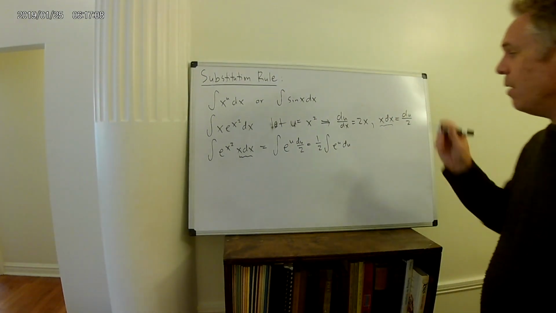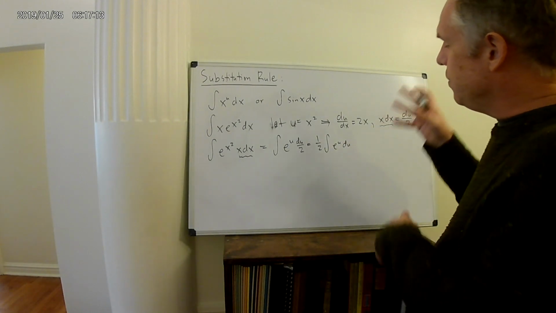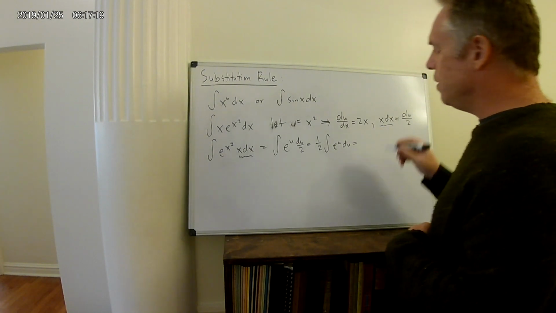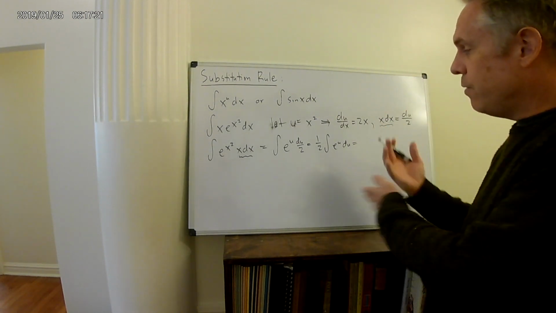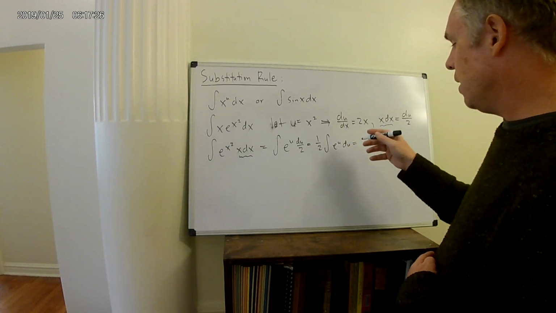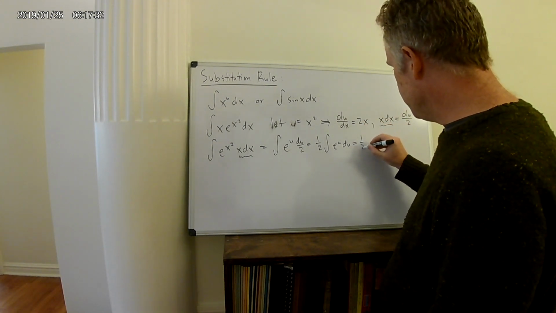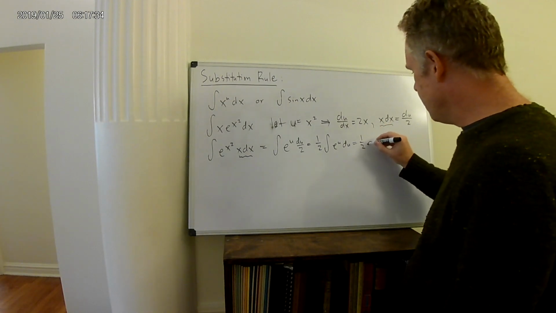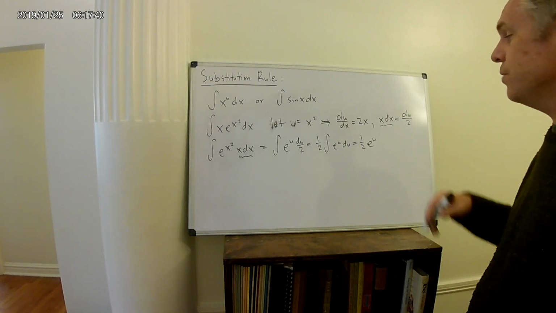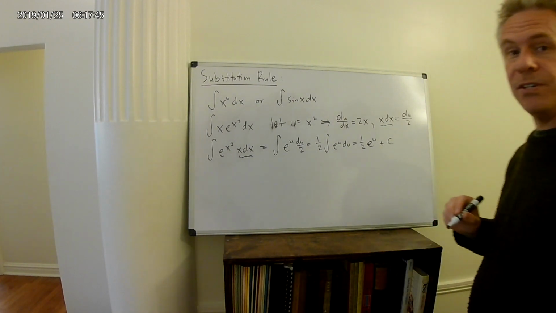Now the good news is I've taken an integral I didn't know how to do, and I've converted it into an integral that is very easy to do in terms of the variable u. As you all know, the integral of e to the x, or e to the u, doesn't matter what variable it is, or e to the elephant, is always going to be e to the u or e to the x. So the integral of e to the u du, or the integral of e to the x dx, is just e to the x. Plus I have to add my integration constant c.